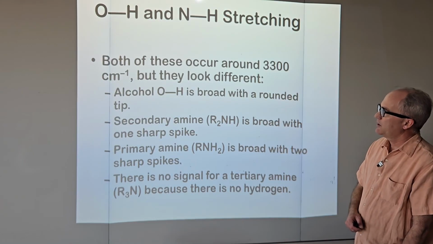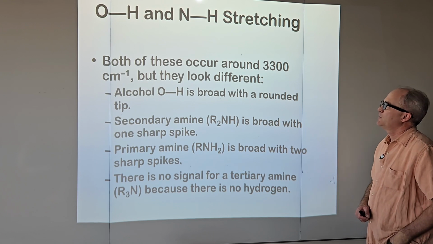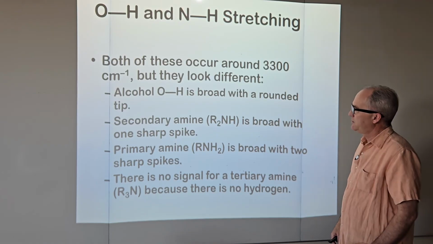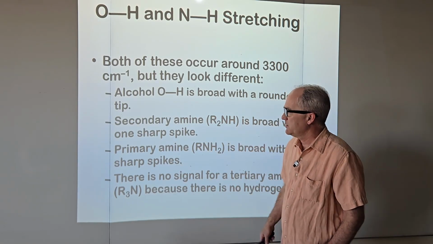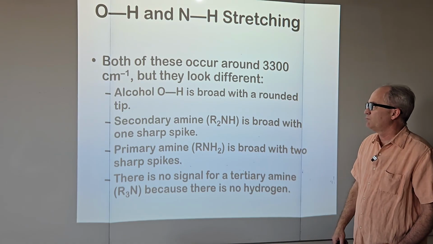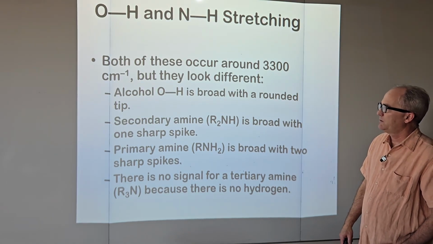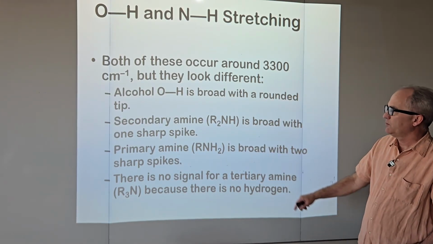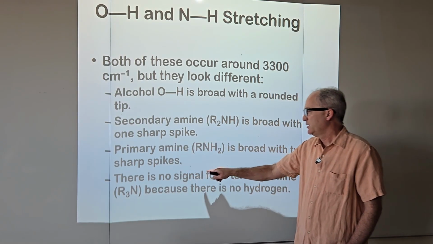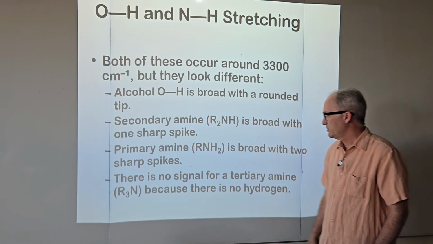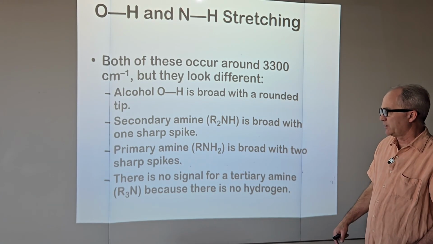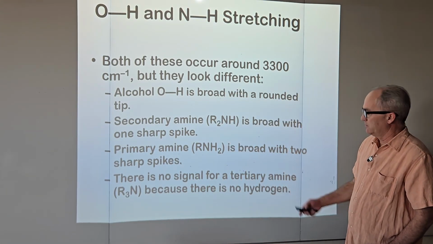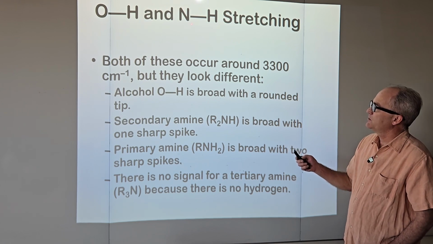Let's look at oxygen-hydrogen stretching and nitrogen-hydrogen stretching. Both these occur over on the left, but they look different. And this is one of the easiest things to detect in an IR spectrum. It's broad with a rounded tip. Secondary amines, there's just one hydrogen. It's broad with only one sharp spike. Here's a primary amine. We got 2 hydrogens. It's broad with 2 sharp spikes. If we have a tertiary amine, we don't see that signal. Should make sense. Don't see that.